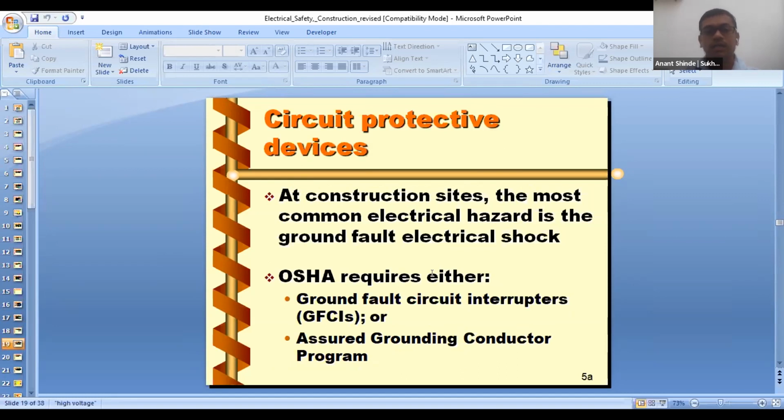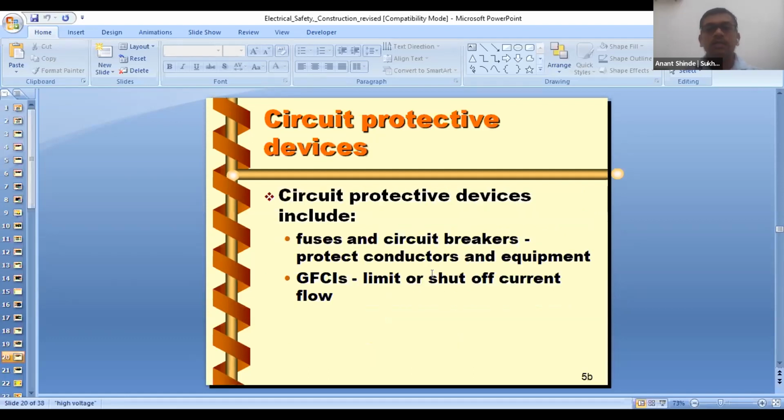In a construction site, OSHA requires either ground fault circuit interrupters or an assured equipment grounding conductor program. It means that proper earthing is there, so the shock is not hazardous. Second is the circuit protective device. Circuit protective devices include the fuse and circuit breaker. They protect the conductor and equipment, and limit and shut off the current.